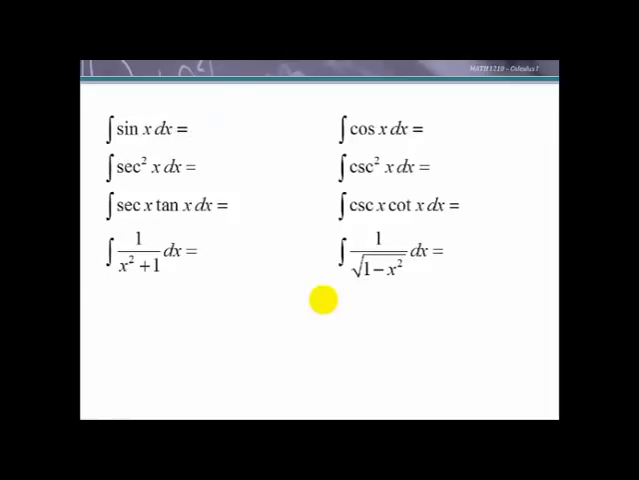Looking at some more, if we integrate sine x dx, we're looking for the function whose derivative is sine x, and that would be negative cosine x plus our constant of integration. Over here, the function whose derivative is cosine x, and that would be sine x plus our constant of integration. A function whose derivative is secant squared x, and that would be tangent x plus our constant of integration. The function whose derivative is cosecant squared x, that would be negative cotangent of x plus a constant.